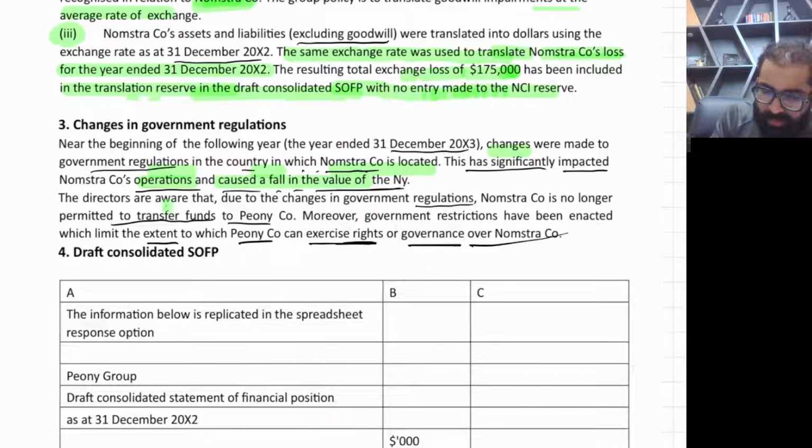The directors are aware that due to the changes in government regulations, Nomstra company is no longer permitted to transfer funds to Peony company.